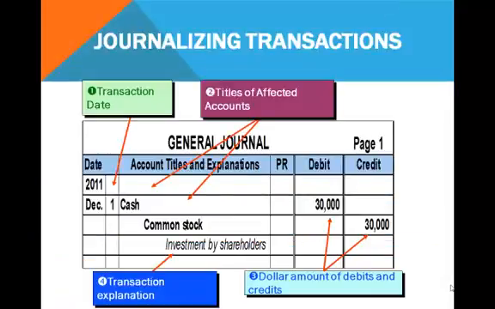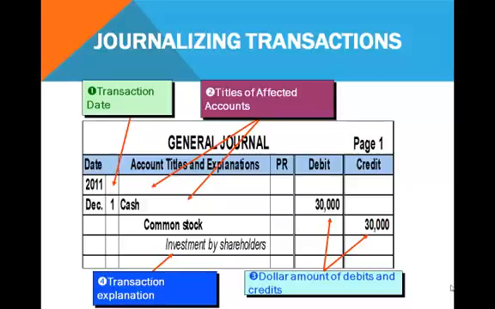Here's an example of the proper recording of a general journal transaction. We've seen a similar transaction before. In this case, the owner of the business contributes $30,000 cash to start the business and receives shares of common stock in return. Let's see how we get the various pieces. Part 1, the transaction occurred on December 1, 2011. The date is important when recording general journal transactions, and it's recorded in the left side of the journal. So the first thing you see there is the date.